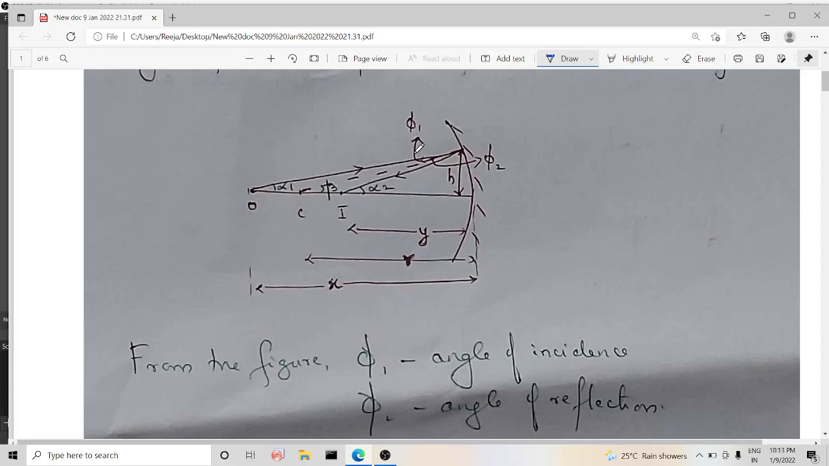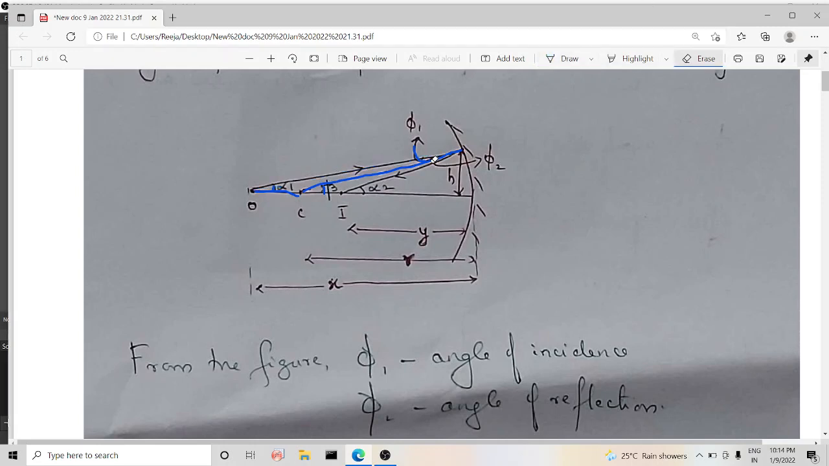So phi 1, from this figure, you consider this triangle, having one side as this, the second side as this small length here, and the third side as this normal. This is the normal to the surface. In this small triangle, this angle is phi 1, this angle here is alpha 1, and this exterior angle is beta. We know that the exterior angle is equal to the sum of the interior opposite angles, so beta is equal to alpha 1 plus phi 1. So phi 1 is equal to beta minus alpha 1.